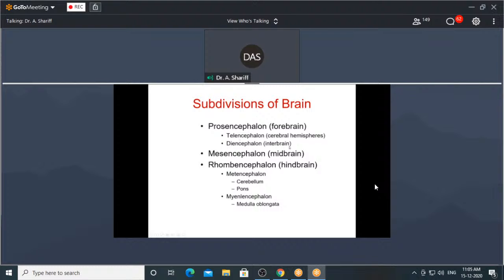The interbrain includes the thalamus, hypothalamus, and some other smaller structures. Mesencephalon gives rise to the midbrain. Rhombencephalon gives rise to the cerebellum and the pons. These two together are called the metencephalon, and the medulla oblongata is called the myelencephalon. And below the medulla oblongata we have the spinal cord. That is a derivative of the rest of the neural tube.